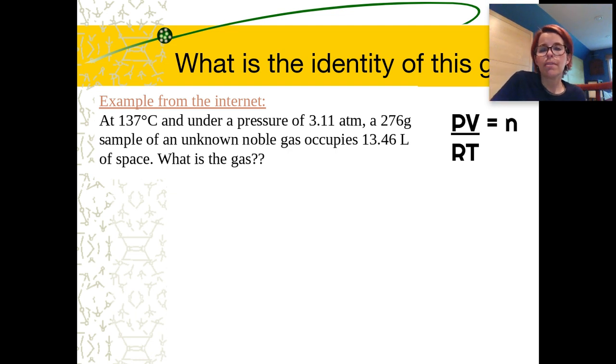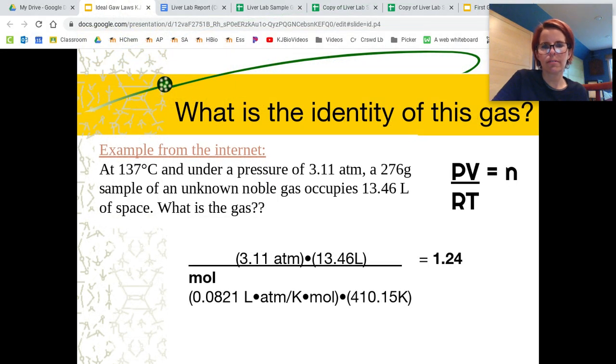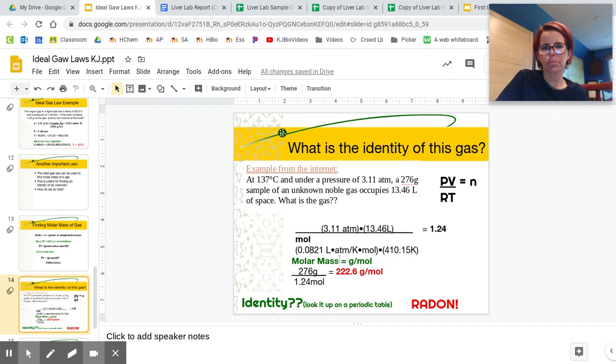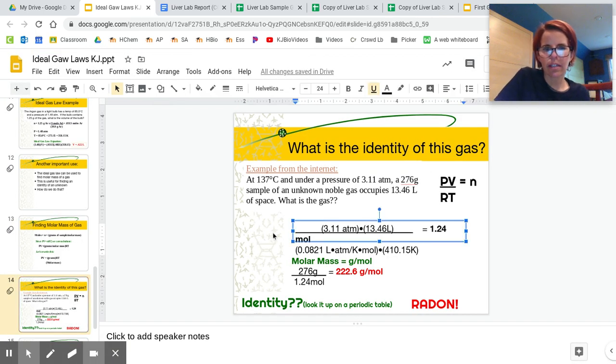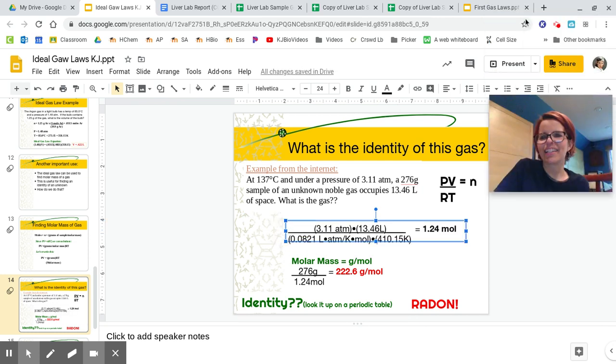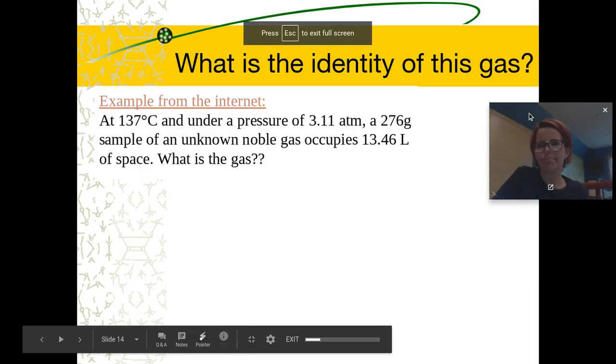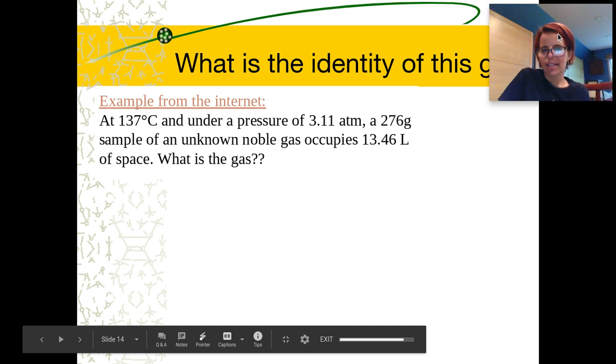Okay, so PV over RT equals n. Oh, I screwed up the formatting on this. Give me just a second. I'm going to make it look nicer. It'll take my computer just a moment. Let's see if we can open up the text box a little bit. There we go, to make it look nicer. Give me a moment because that'll help you, I think, if I do it right. All right, there we go.